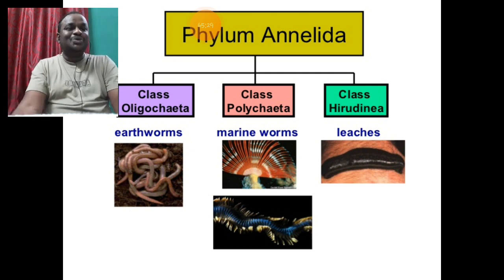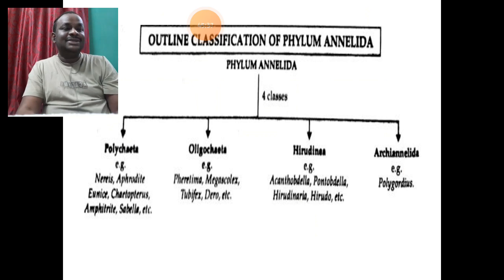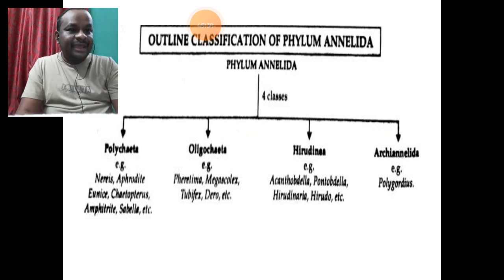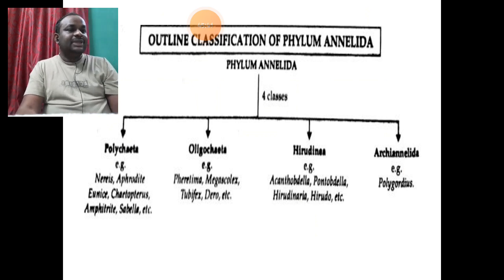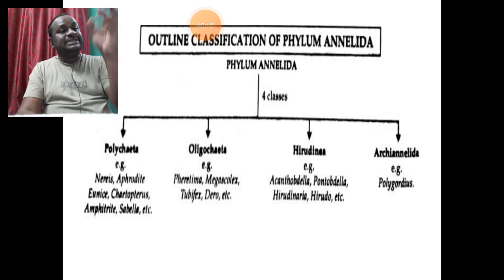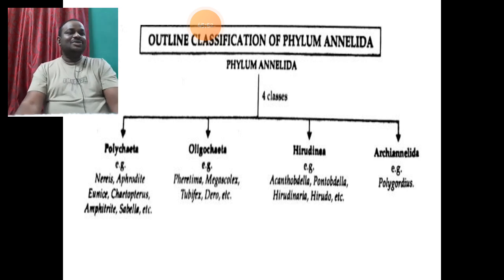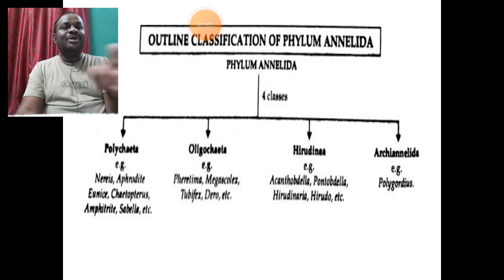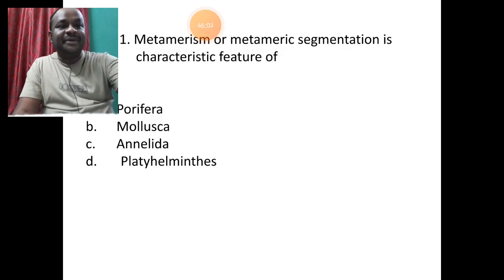We consider them to be the most primitive kind of annelids or first formed annelids, and hence the last class is Archaeannelida. So Archaeannelida includes organisms of annelids which are first formed of polychaeta. Remember that, okay? So this is about the importance of the classification related to phylum Annelida. Hope the concept is clear.